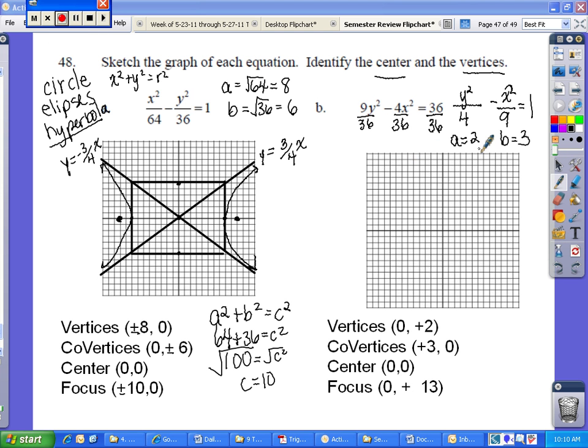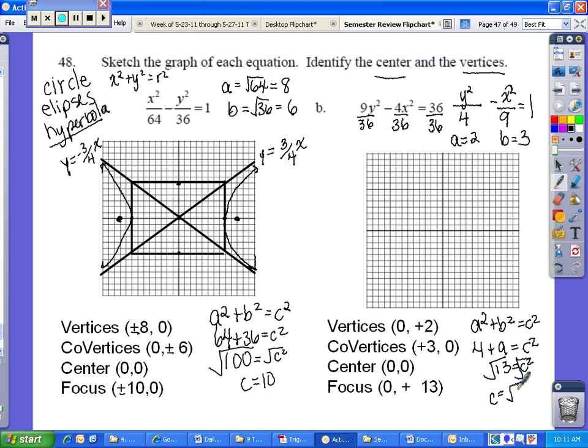All right, so now with those in place, I can now write my vertices and co-vertices, my center and my focus points, because I'm still going to use a squared plus b squared equals c squared. So I'm still going to have 4 plus 9, which is c squared, so 13 equals c squared, and then the square root is just c equals root 13. Okay, so that's why you have this plus or minus the square root of 13 for your focus points.